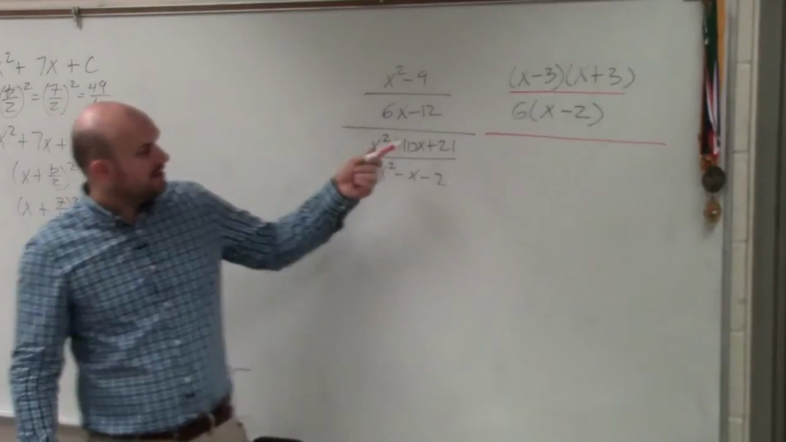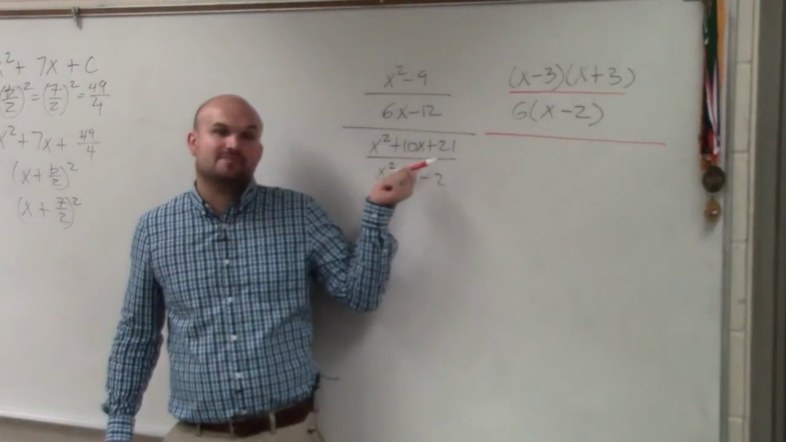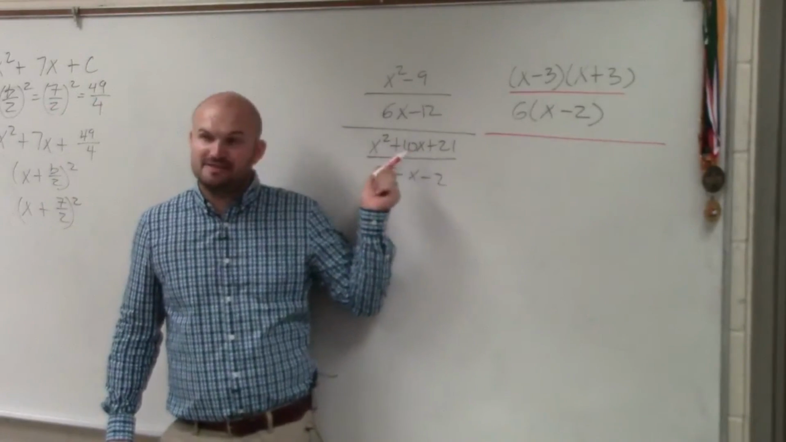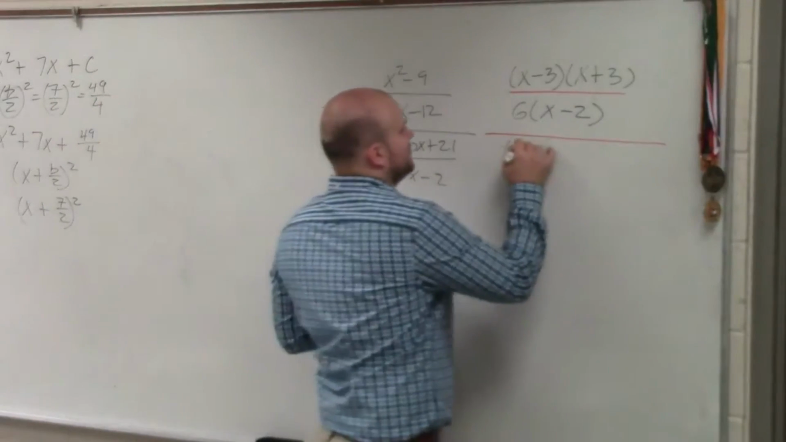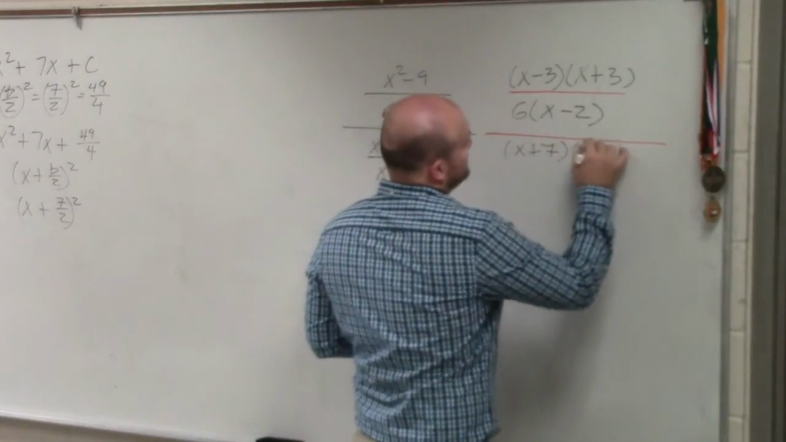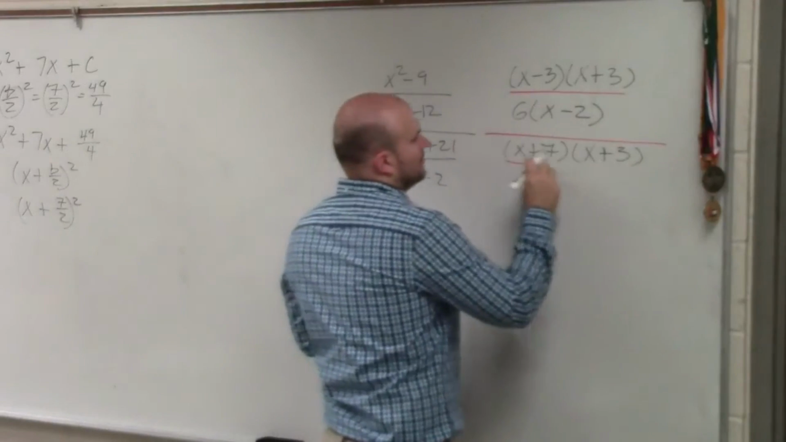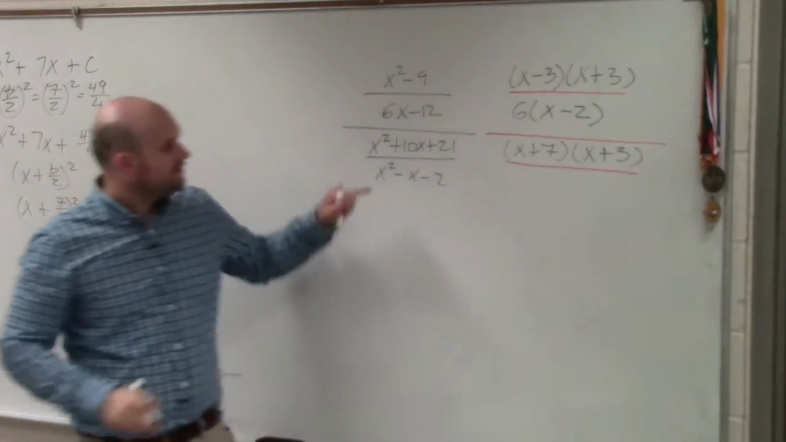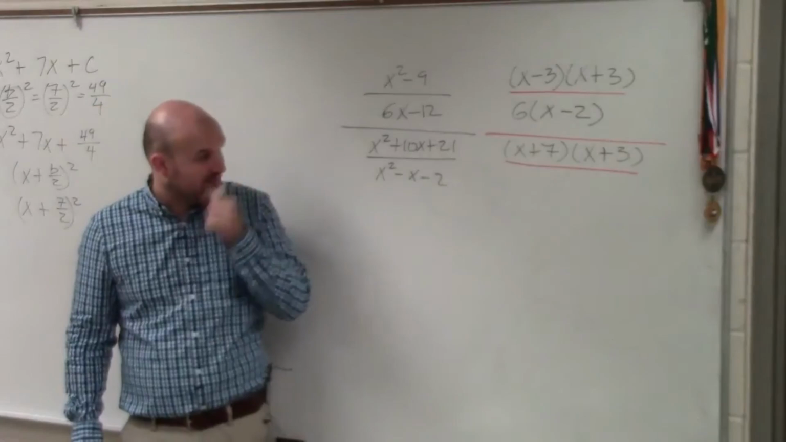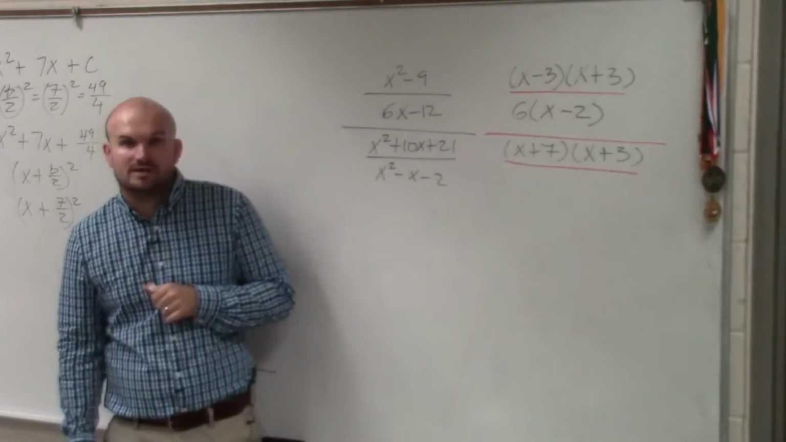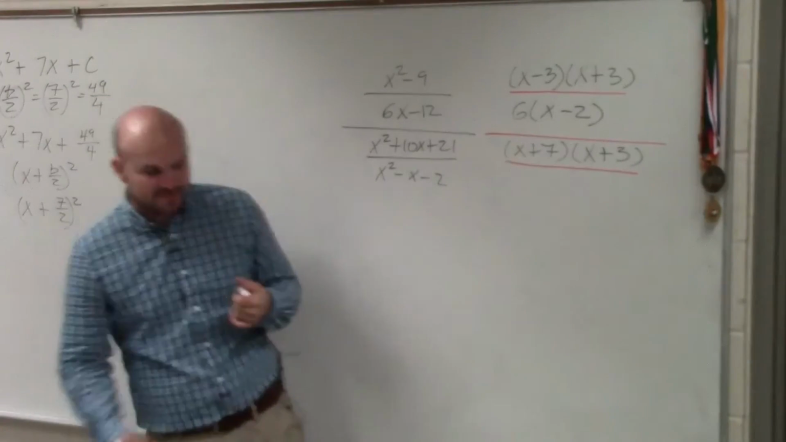In the denominator here, I need to determine what two numbers multiply to give me 21 and add to give me 10. So I can factor that into x plus 7 times x plus 3. And then over here, I need to figure out what two numbers multiply to give me negative 2 and add to give me negative 1. So that would be x minus 2, x plus 1.